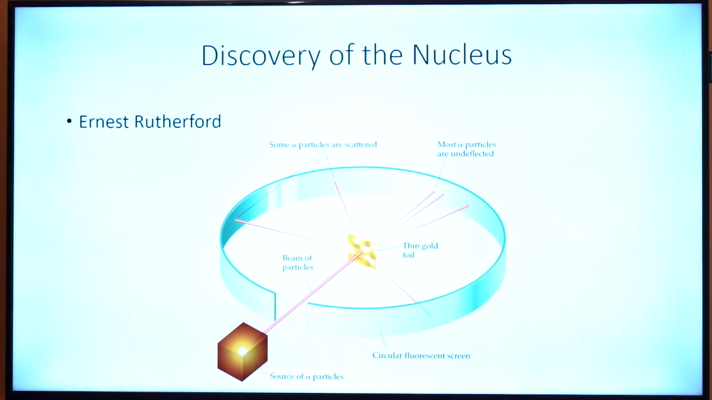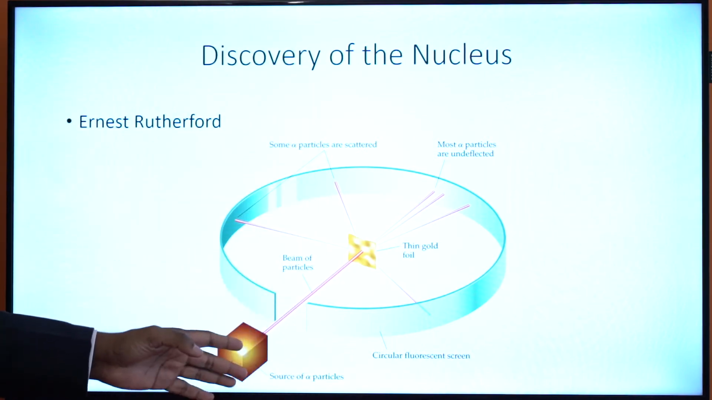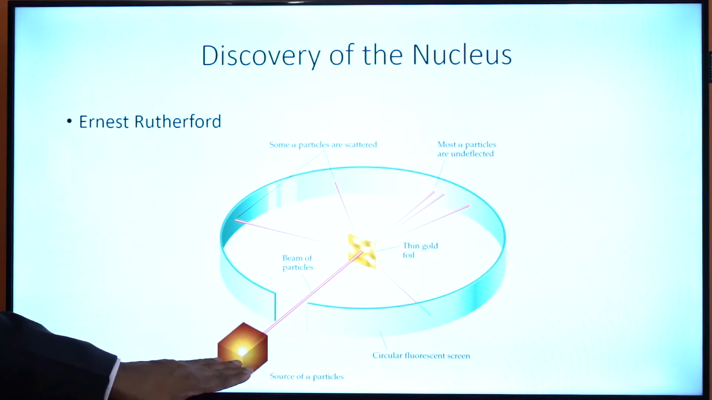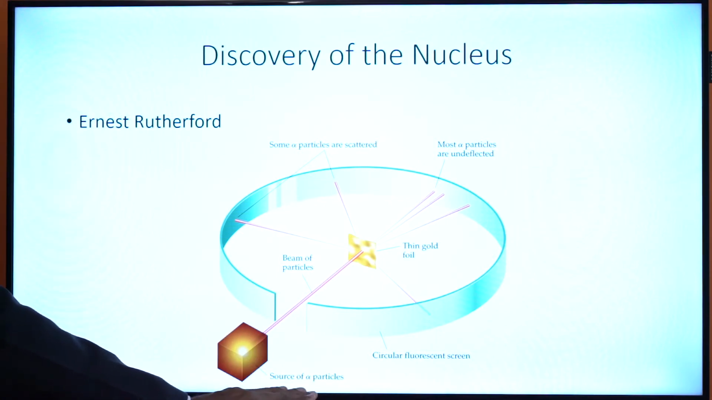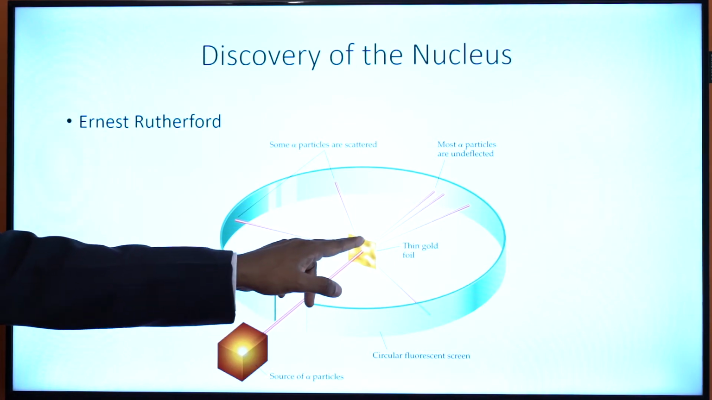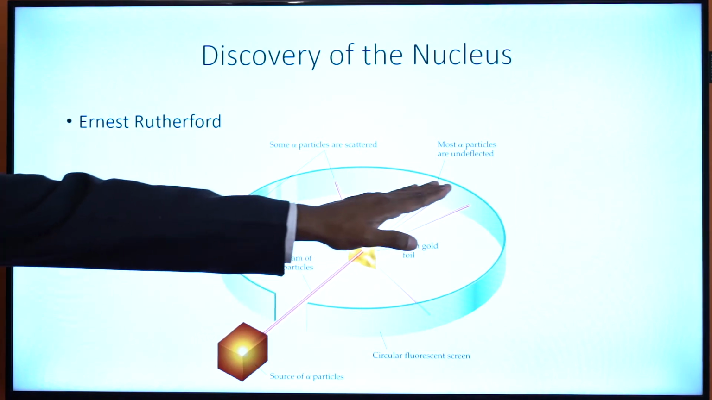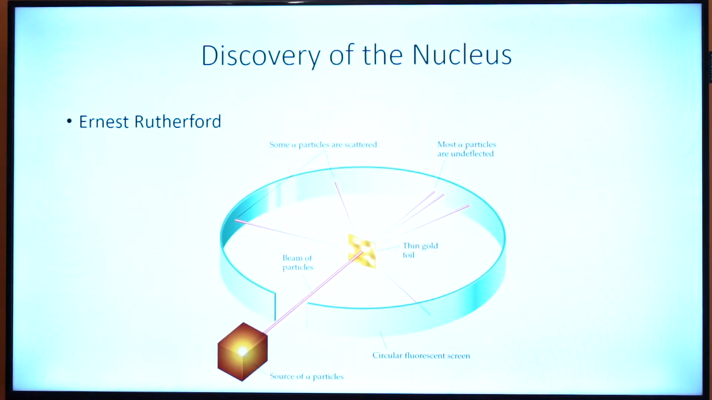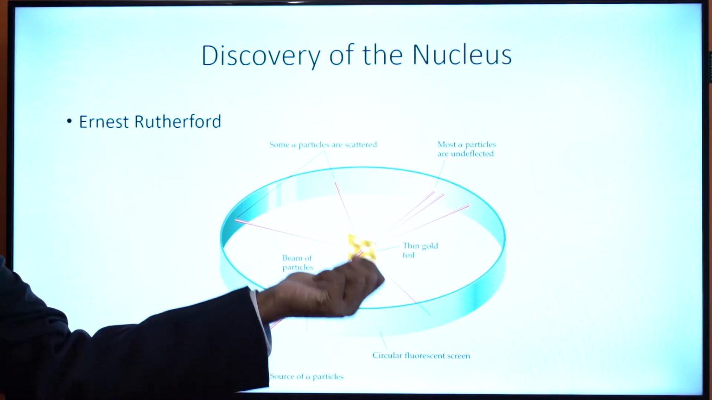Then the discovery of the nucleus came, where Ernest Rutherford took a very thin gold foil and bombarded it with a source of alpha particles. Alpha particles are nothing but positively charged helium atoms, and when the alpha particles strike this gold foil, very few of them get deflected. The majority go undeflected and fall onto the fluorescent screen, which shows that most of the atom is hollow and a little part has a nucleus where they get deflected after bombarding.